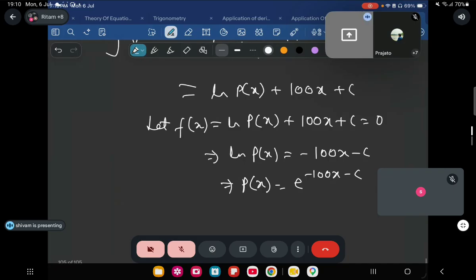So from here, what we can conclude? We can take the function as q of x equal to p of x into e to the power 100x. Wait a minute, you will understand why I'm taking this. Multiplying by e to the power 100x on both sides, p of x into e to the power 100x is equal to e to the power minus c. Now see everyone, when you differentiate this, right hand side will become 0. Right hand side is a constant, so it will become 0. Yes, sir.